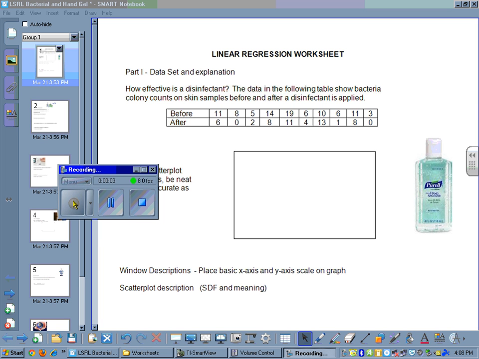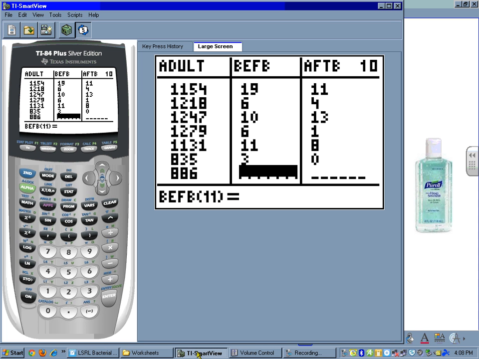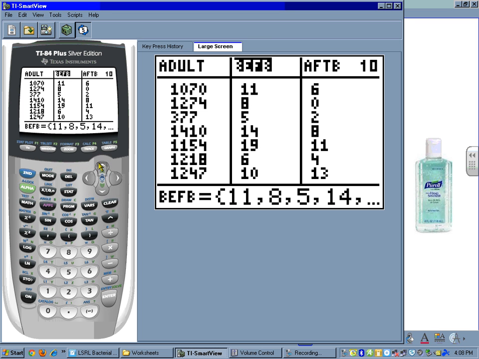All right, greetings. This least squares regression activity is designed to make an equation to predict the number of bacteria that will be on your hand after you use something like Purell or a hand sanitizer, how many bacteria colony counts there are. So the first step you need to do is put these data lists into our graphing calculator. Double check and make sure you have the correct points in your calculator, the correct before colonies and after colonies.